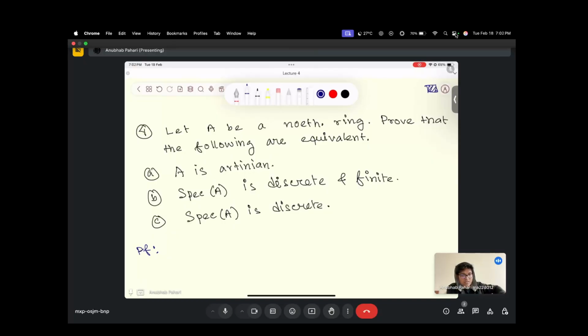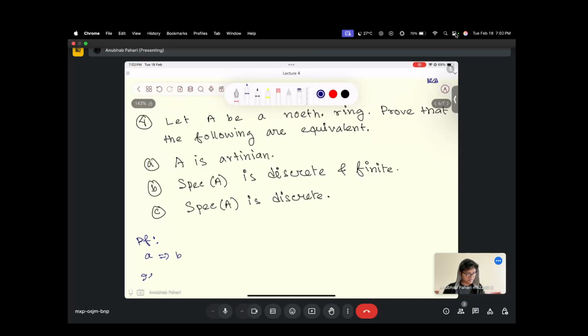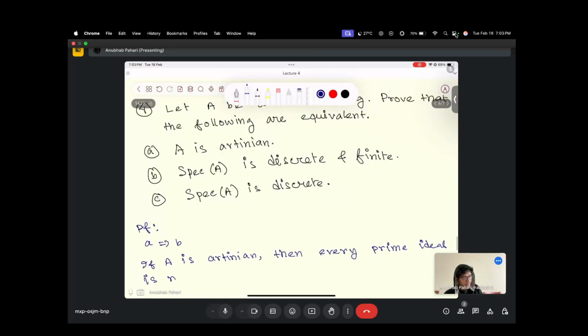So yeah, let's do the solution. We'll be going from first A to B. If A is Artinian, then we'll not be doing the proof of this result, that every prime ideal is maximal. Look at Atiyah-Macdonald, chapter 8.